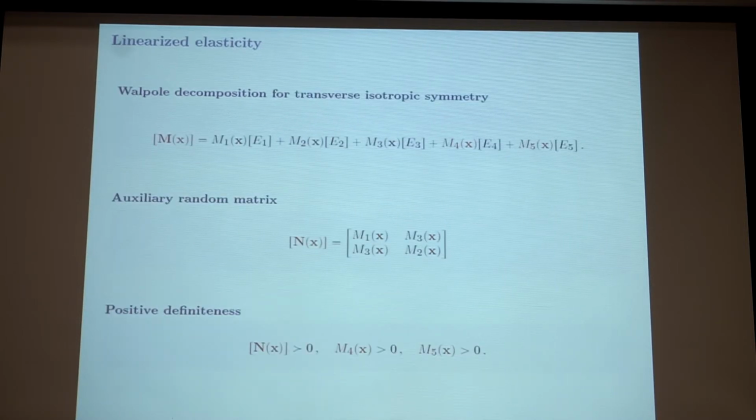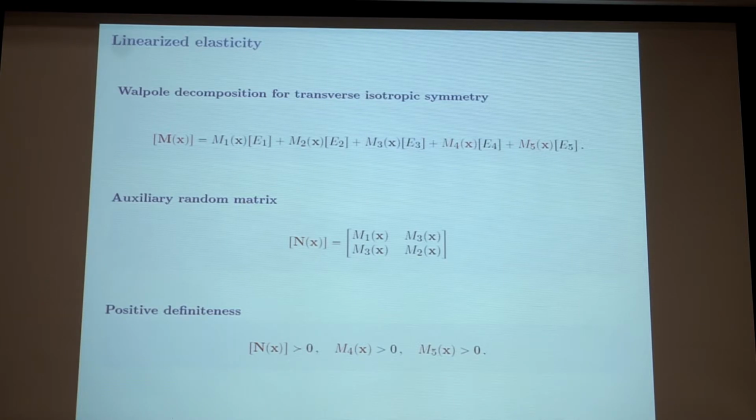So for instance, if we consider a transverse isotropic material, then M can be decomposed onto the so-called Walpole basis. So for transverse isotropic symmetry, this basis has 5 elements, E1, 2, 3, 4, 5, which can be found in the literature. And so instead of constructing the probability density function of M, we are going to construct the probability density function of these coefficients on the basis. And what's interesting about this decomposition is that if you introduce this small 2x2 matrix, which gathers the 3 first coefficients in a symmetric fashion like this, then it can be shown that M is positive definite if and only if N is positive definite and the 2 remaining coefficients not included in this are strictly positive.